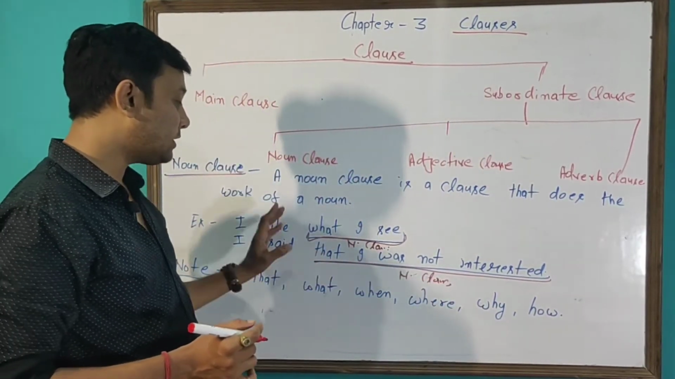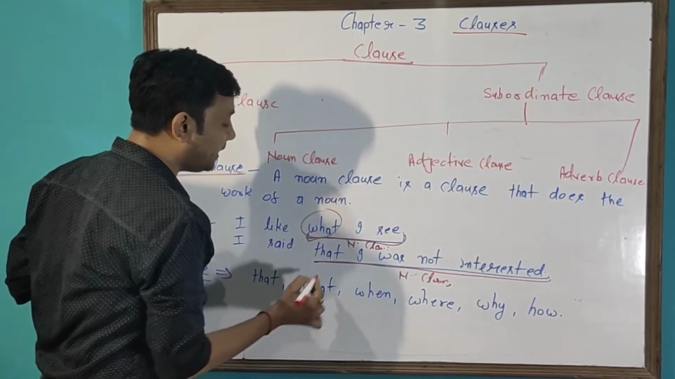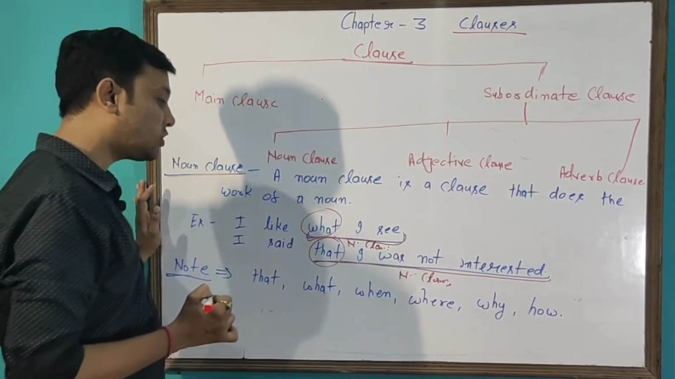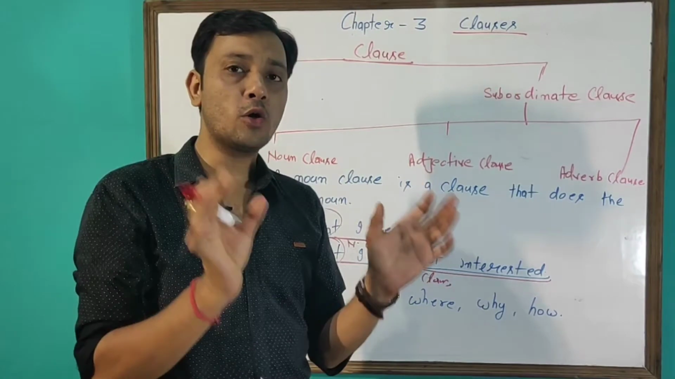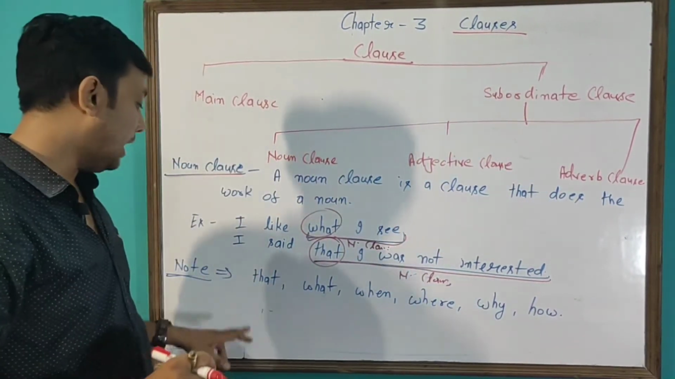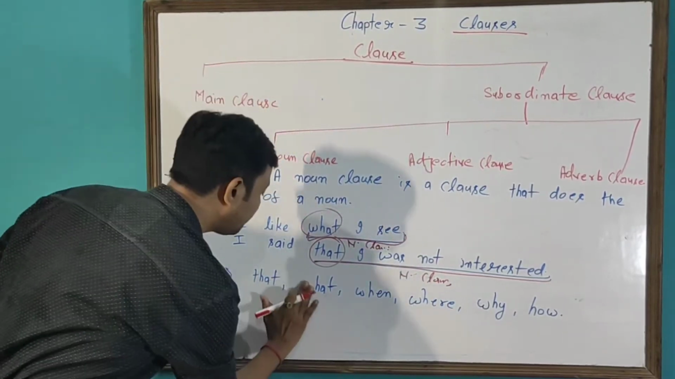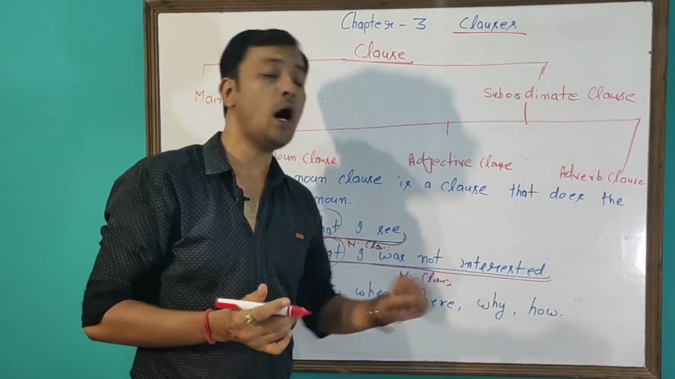Subordinate noun clause. I told you that a subordinate clause always starts with a subordinate conjunction. Look here. What is a subordinate conjunction? That is a subordinate conjunction. And now I am going to tell you the trick to identify whether a particular group of words is a noun clause or not. See, generally a noun clause starts with that, what, when, where, why and how.